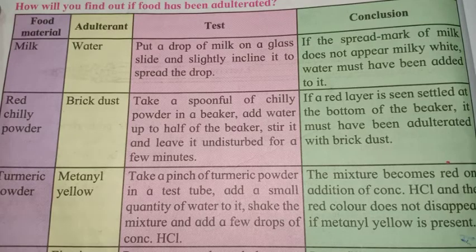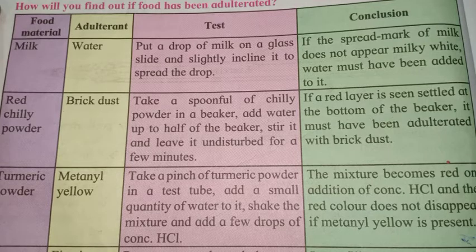Now children, in your textbook on page number 38, a few experiments are given by which you can identify whether the food has been adulterated or not. The first one is milk, and as we have discussed, water is the adulterant of milk. What do you have to do to find out whether it is adulterated or not? You have to put a drop of milk on a glass slide and slightly incline it to spread the drop.